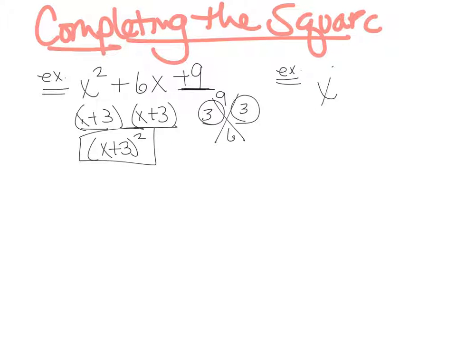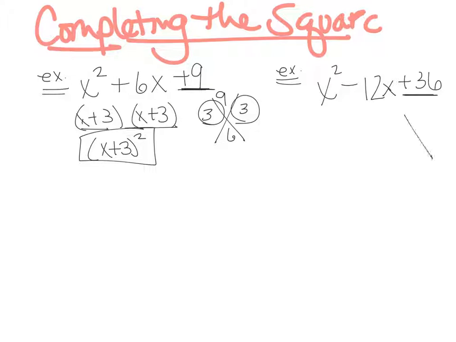Let's look at one more. Let's do x squared minus 12x. Complete the square. In order to complete the square, I have to find my 3rd piece of my trinomial. I'm going to take half of my middle number. Half of negative 12 is negative 6. Then I'm going to square it, and I get positive 36. So after you complete the square, you take half and you square it.